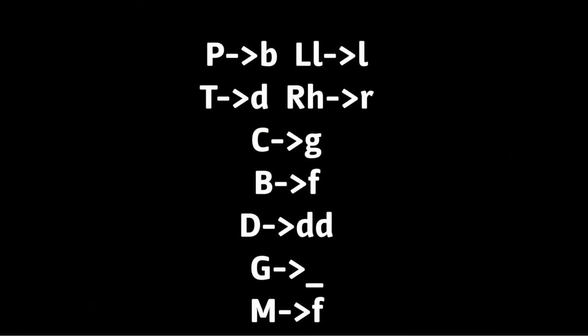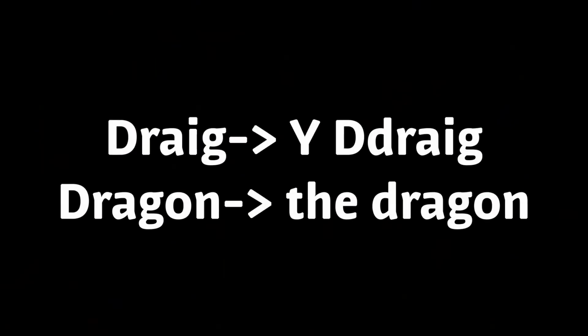P becomes B, T becomes D, C becomes G, B becomes F, D becomes dd, G disappears, M becomes F, ll becomes L, and rh becomes R. An example of this change is draig to y ddraig.